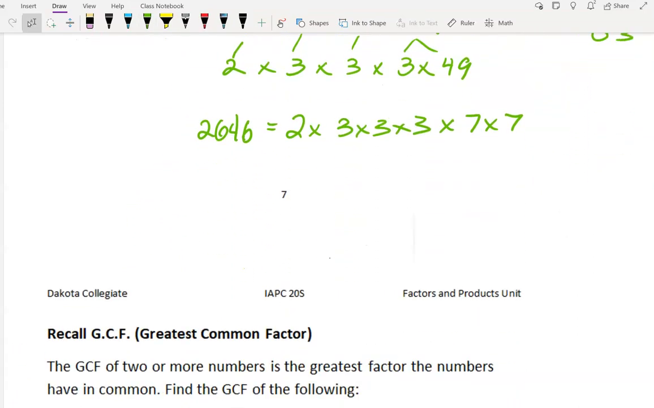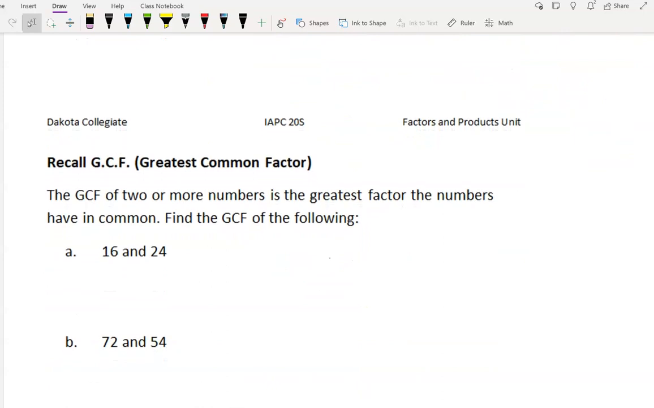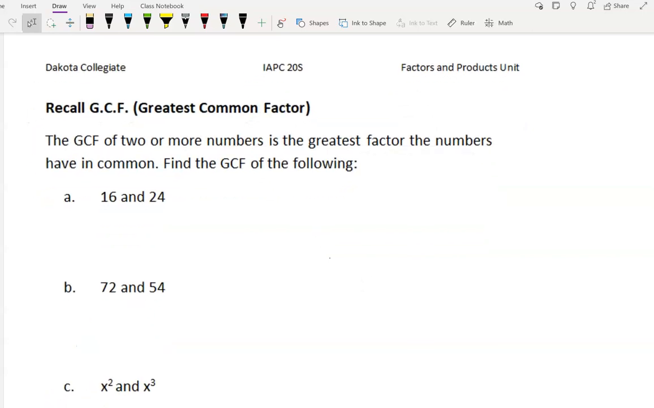All right. So that's prime factorization. Now, the next part of this lesson is greatest common factor. The greatest common factor of two or more numbers is the greatest factor that the numbers have in common. Okay? So I'm going to show you how to do this in two ways. The first one, I think most of you, when you look at those two numbers, can tell me pretty quickly what the biggest factor is.